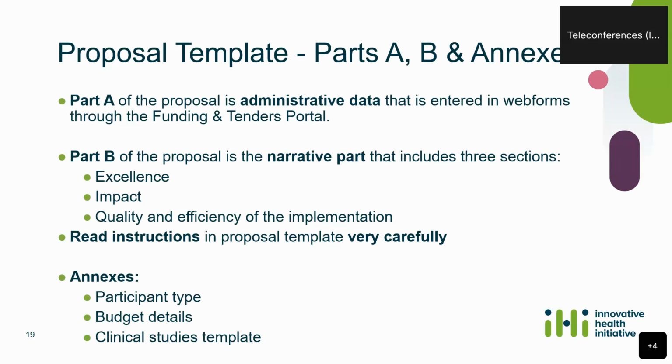But the most important element here is probably Part B, which is the narrative part of your proposal. It'll be uploaded as a Word document or a PDF. And this is divided into three main sections. So a section on excellence, basically your ideas, what you're going to do; impact, as mentioned, what the impact of your work is going to be, including how that impact is going to be achieved; and then quality and efficiency of the implementation, which is very much the work packages, the detail of the work you're proposing to do.